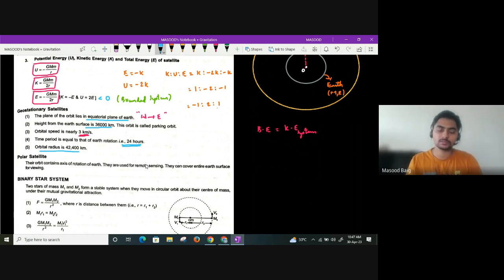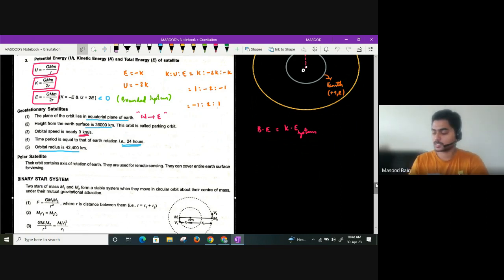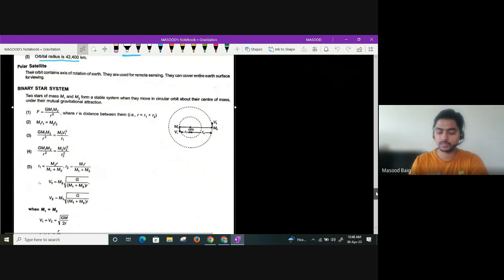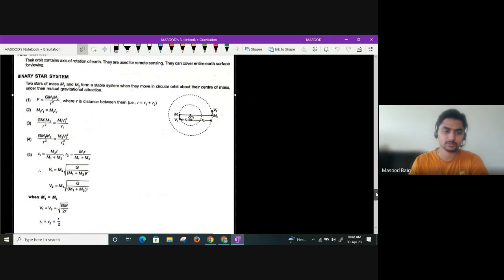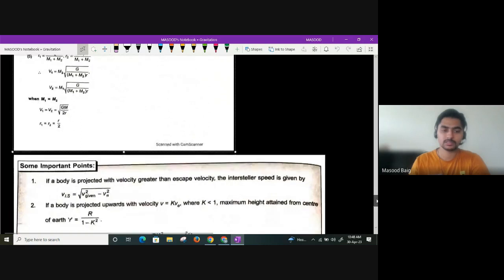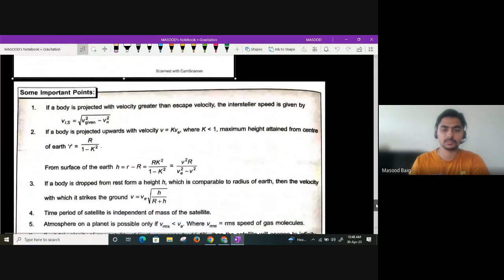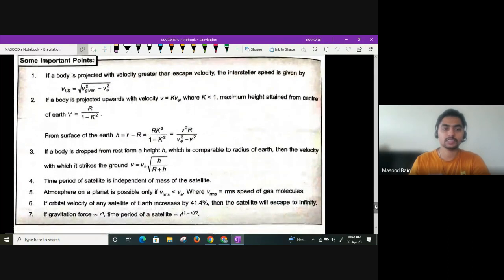Communication systems, what all global communication is taking place, that will be done with the help of geostationary satellites. Two types of satellites we have: geostationary as well as polar satellites. Not much necessary from need point of view to study binary star system, guys, so I'm not discussing binary star system. If you are getting any problem, we'll discuss it. Satellite motion can completely be written in around 6 points, guys.